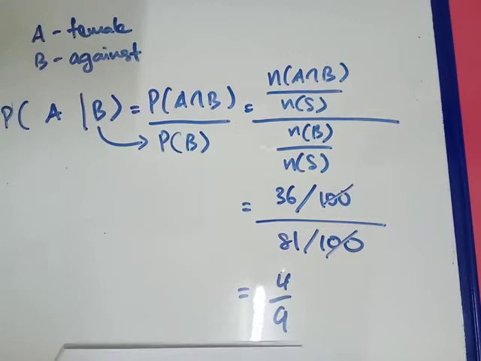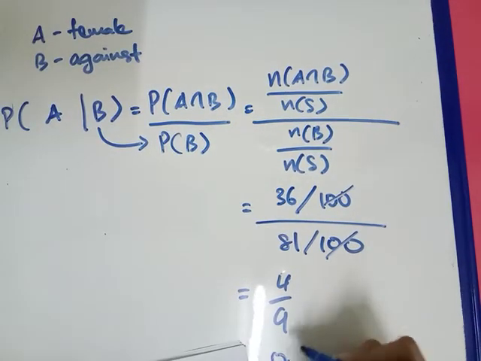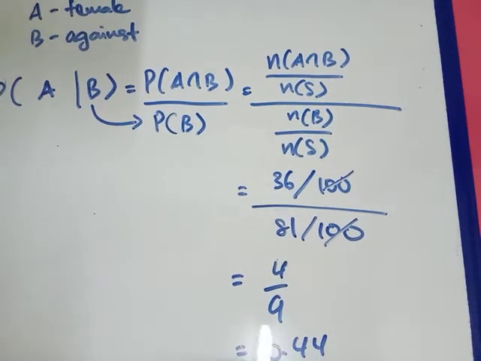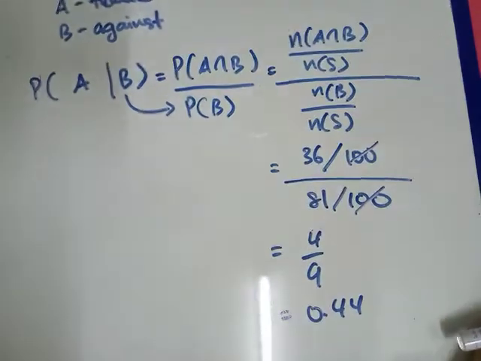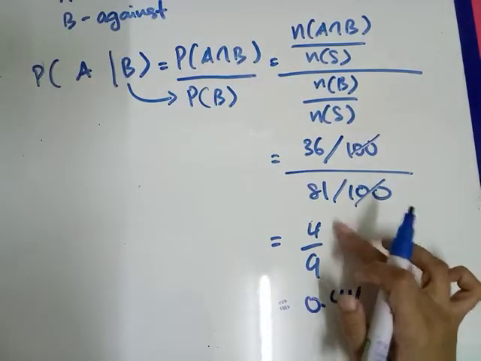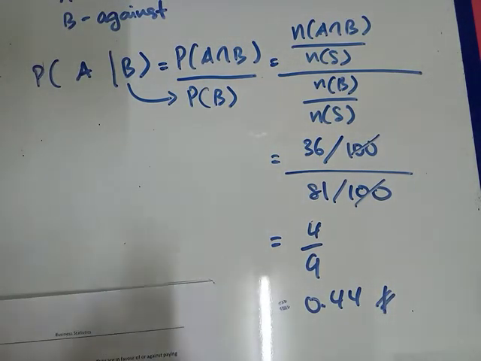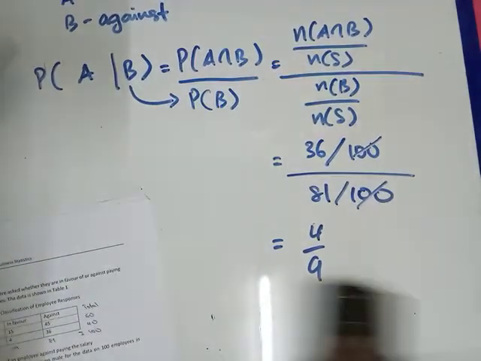Okay, which is 0.44. Okay, nampak dah? This is the answer, 4 over 9 or 0.44. Okay, this is the answer for C. Alright. Okay, kalau tak faham boleh tanya dalam WhatsApp nanti. Okay, and then last one.